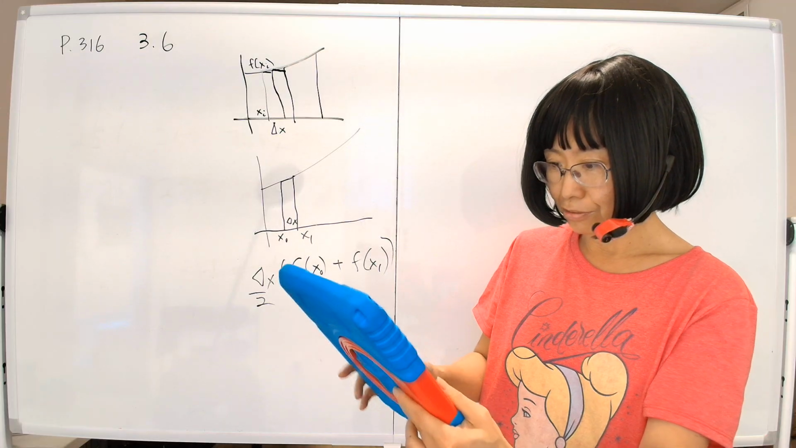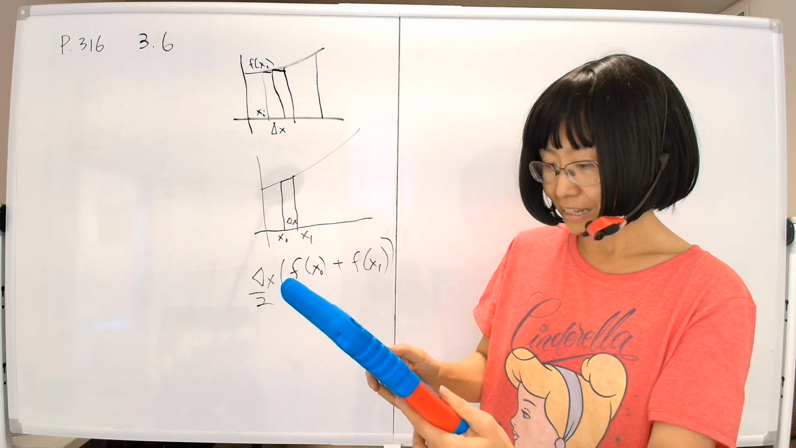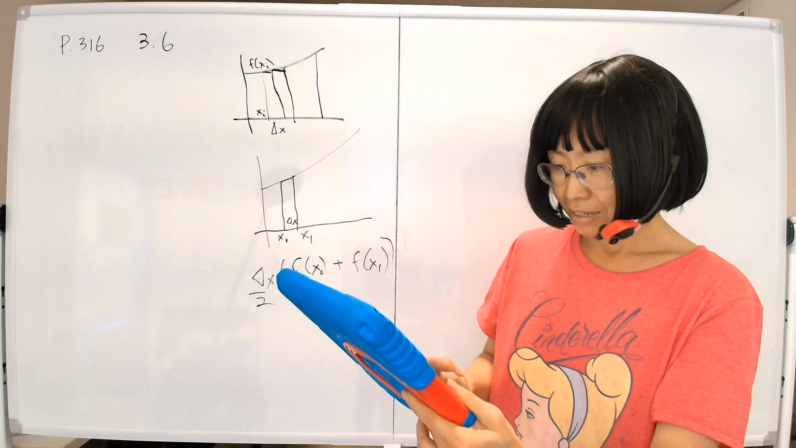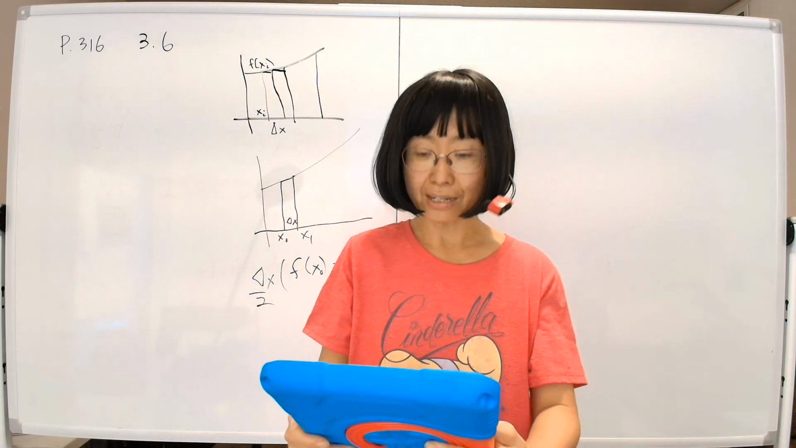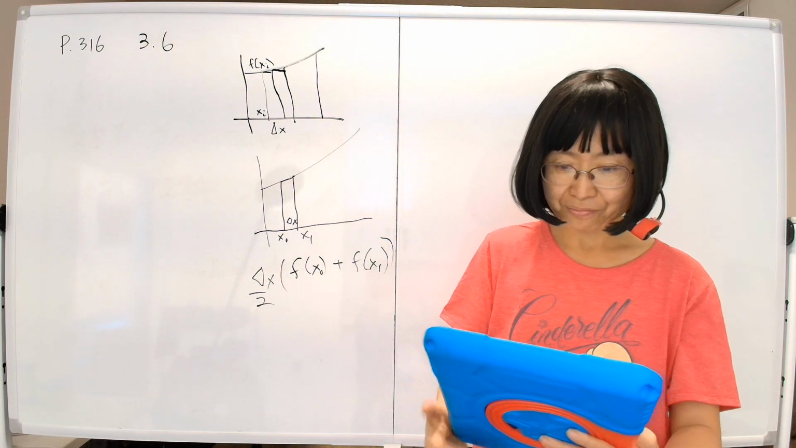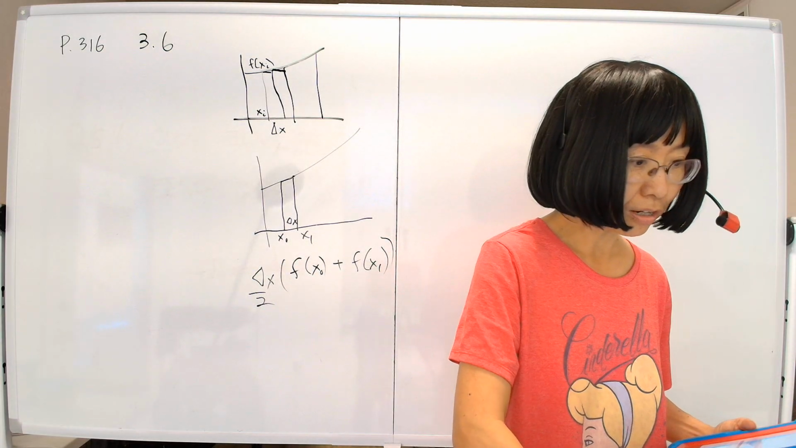Unfortunately, the trapezoidal rule, you would think that it's more accurate than the midpoint rule, but it's not. First, let's see you do one of the trapezoidal rules, which is example 3.41. Please do that for your homework.